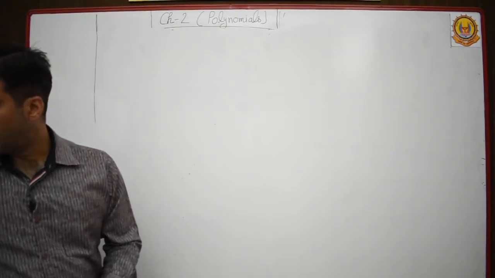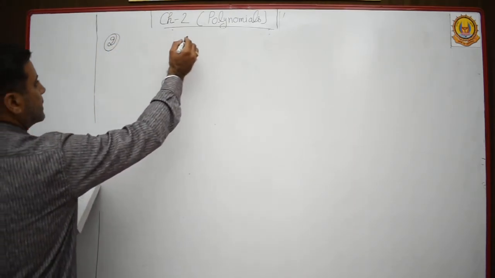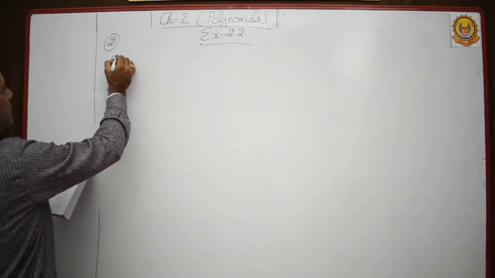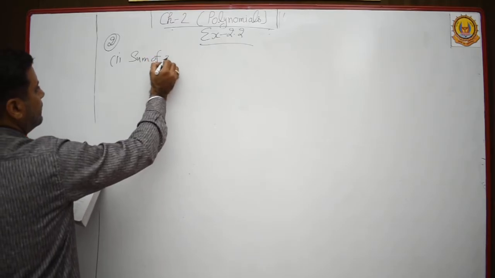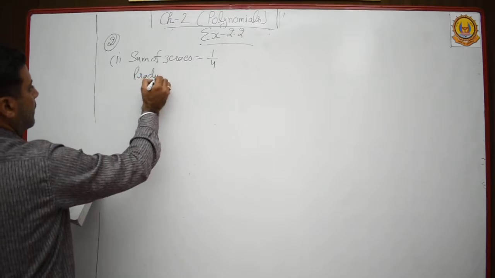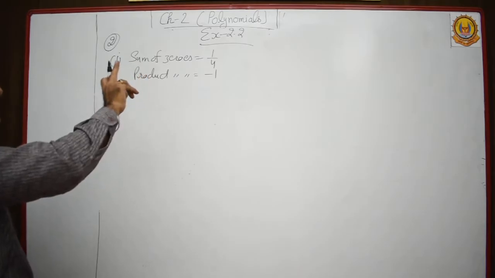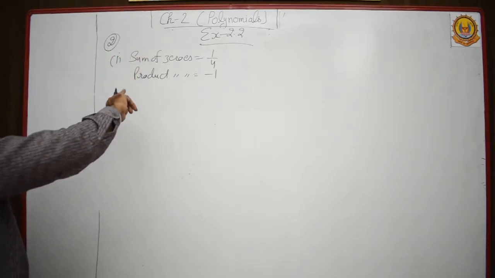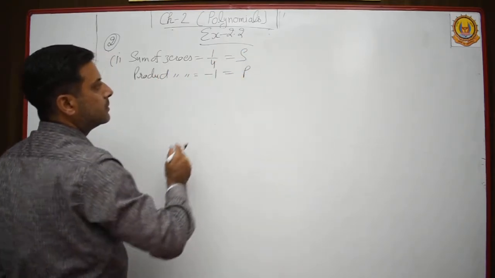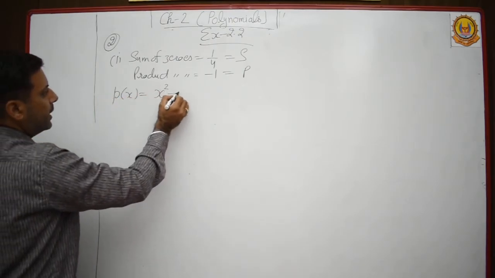So here in this question the sum of zeros and product of zeros are already given in exercise 2.2, question number 2. So this is the sum of zeros, that is equal to 1 by 4, and the product of zeros, that is minus 1. Now these are not the zeros of the polynomial. These are the sum of the zeros and the product of the zeros. That is, we have s and p. Don't need to find s and p again. And the formula is p of x is equal to x square minus sx plus p.